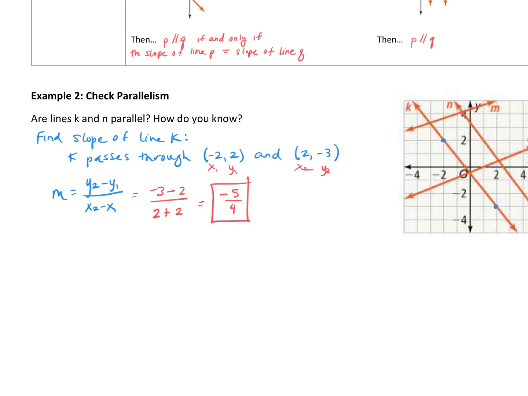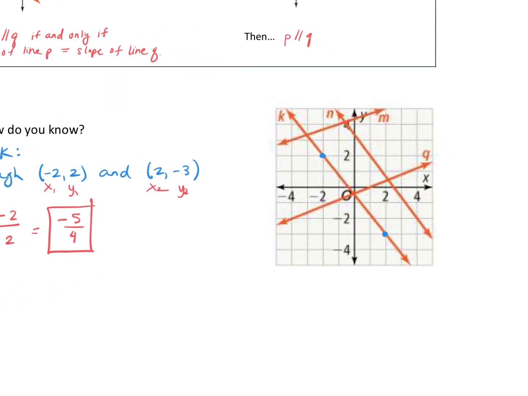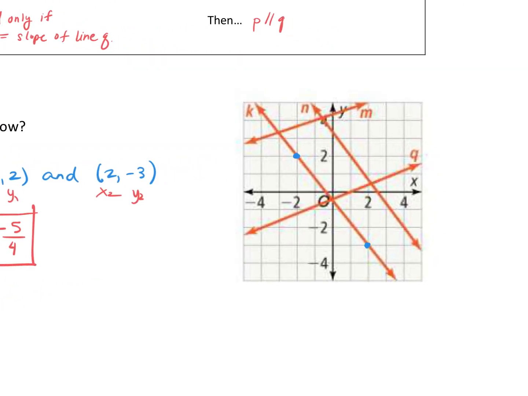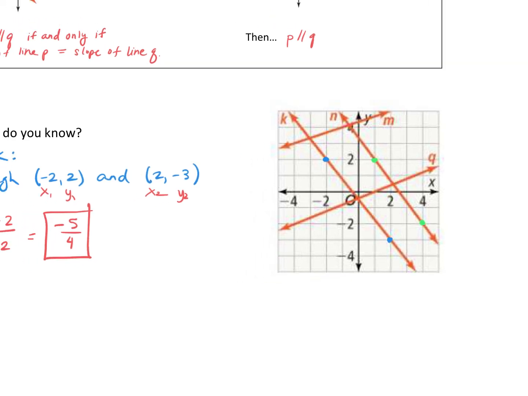We're trying to figure out if K and N are parallel, so the next thing we want to know is what the slope of line N is. So we're going to follow the same process. We want to find two points that line N passes through. We can zoom into our graph and look for some nice clean points. I can see line N is going through this ordered pair, (1, 2). And if I follow along, here's another nice one at (4, -2).